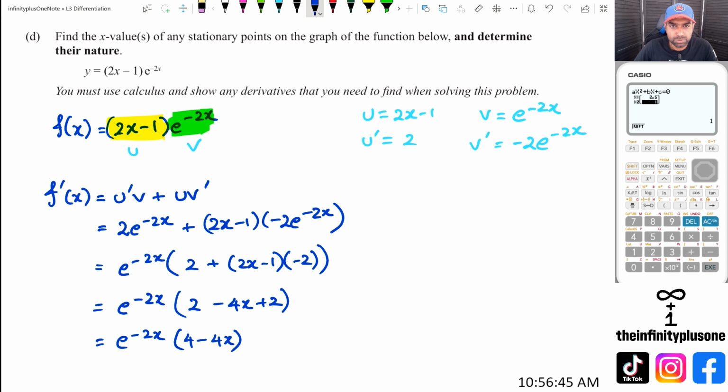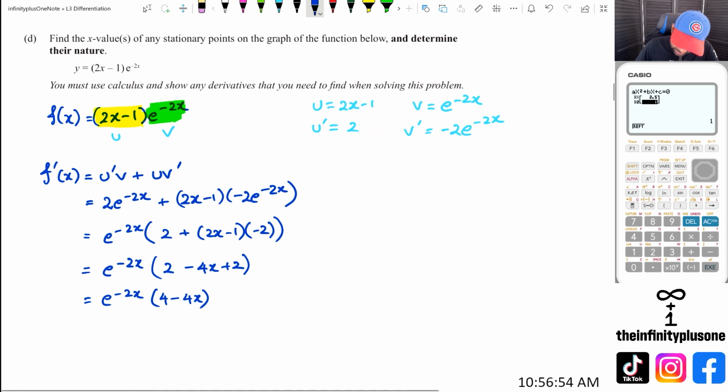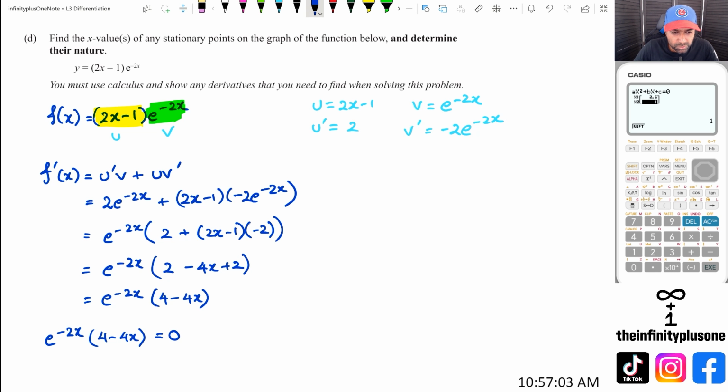So I now need to put this equal to 0 to try and figure out what the turning points are going to be. So doing that here, I'm going to put e to the power of negative 2x multiplied by 4 minus 4x is equal to 0. Now e to the power of negative 2x is never going to equal 0. So we're going to ignore that. And so the only thing that we can look at is 4 minus 4x is equal to 0, which in this case tells me that x is equal to 1.